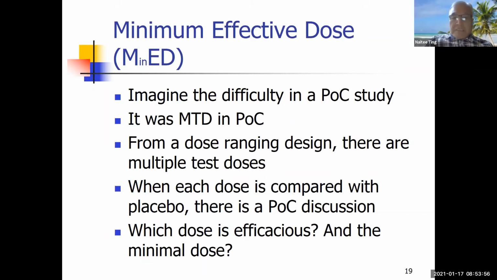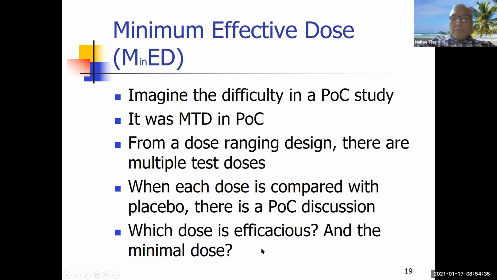But that decision was based on MTD. All right. From dose ranging design, there are multiple test doses. All right. So you're looking at minimum effect dose. You're looking at multiple doses. When each dose is compared to placebo, there's a POC decision. All right. In other words, you're looking at each dose compared to placebo. It's just like you're doing POC, right? Is this dose good enough? Is this dose good enough? Is this dose good enough? And we have to determine which dose is efficacious. And after that determination of each dose, you're going to select the lowest one.